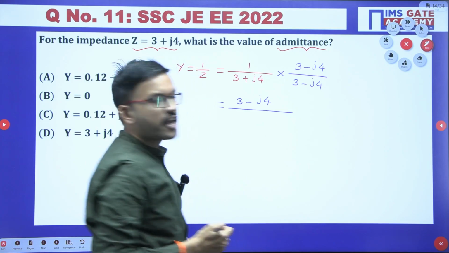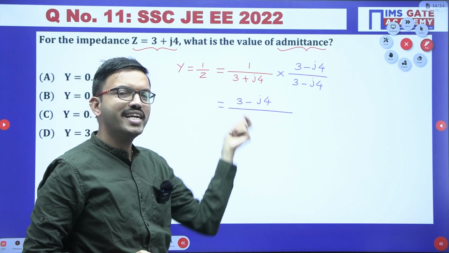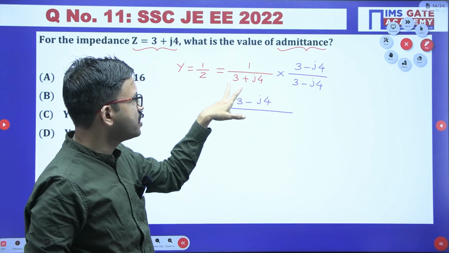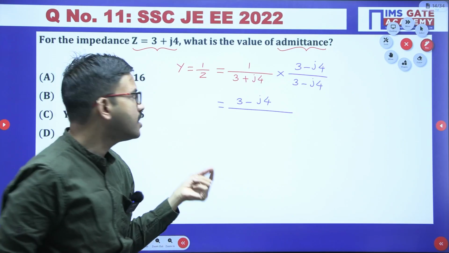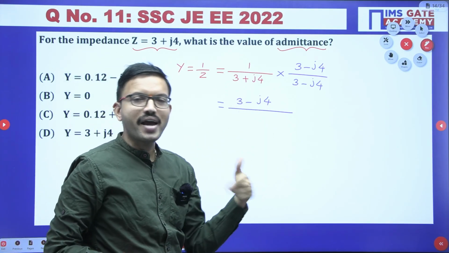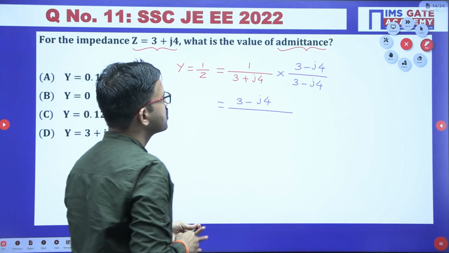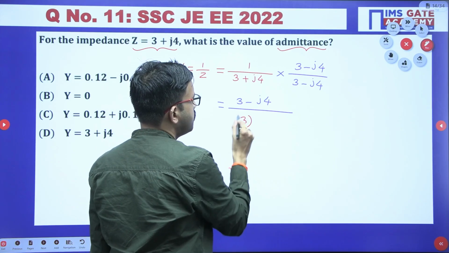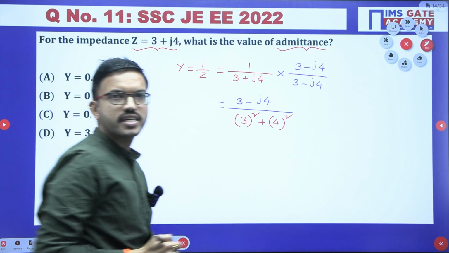Denominator, I hope all of you know the standard formula. When you have a plus b into a minus b, you will get a square minus b square. But here you are having a plus jb into a minus jb, which means you will be getting a square plus b square, because j square is nothing but minus 1, and minus into minus is plus. So directly you can write 3 square plus 4 square. I hope all of you got the clarity.